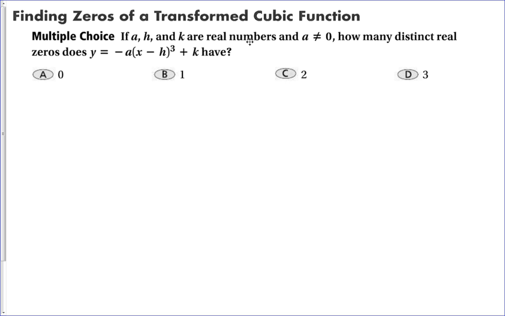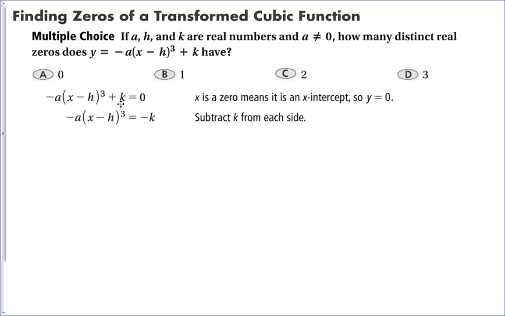So remember, when you're trying to find a zero, the first thing you have to do is set your function equal to 0. That's the very first thing you have to do. Then we want to start solving for x. So the next thing, we're going to subtract k from each side. So we're going to move k over here, so it's a plus, because we subtracted it.